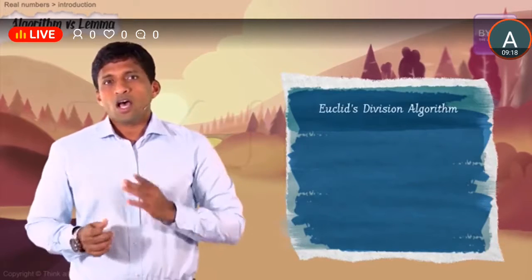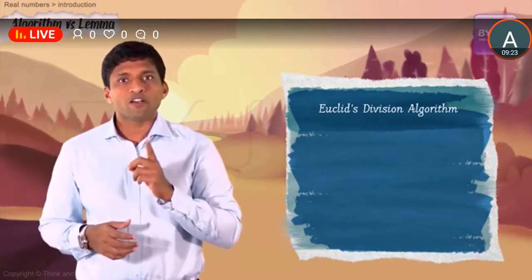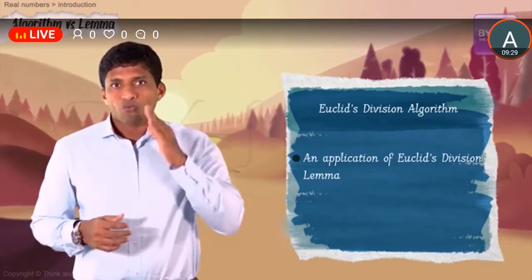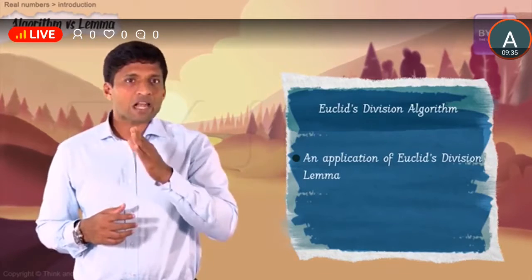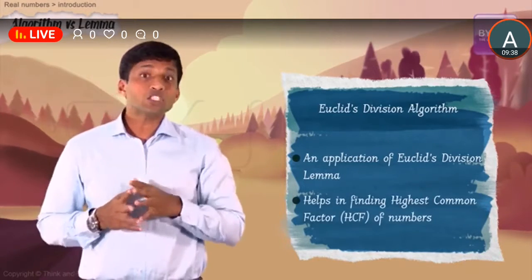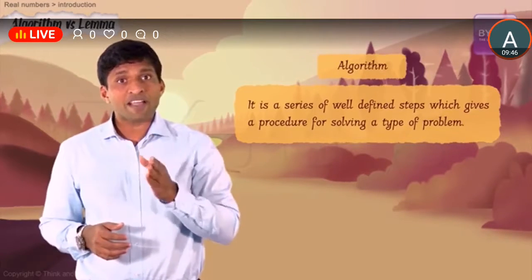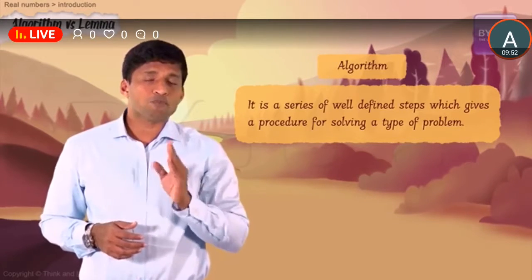Now, next I'm going to discuss something very important, Euclid's division algorithm. Let us look at an application of Euclid's division lemma, which all of you know very well now, and it's called Euclid's division algorithm. So we are basically taking it one step further. The application is a technique that will help us find the highest common factor, or the HCF. What is an algorithm? It is a series of well-defined steps which gives a procedure for solving a particular type of problem.